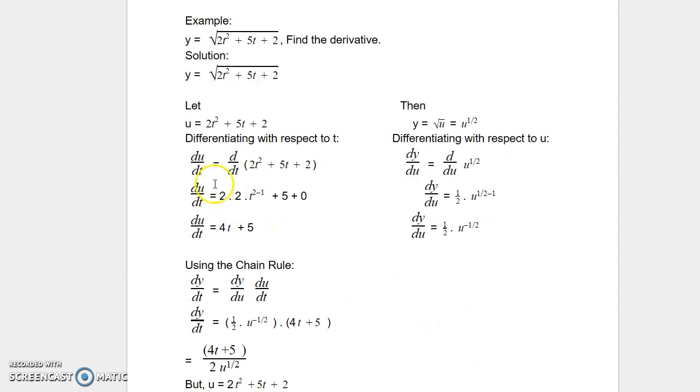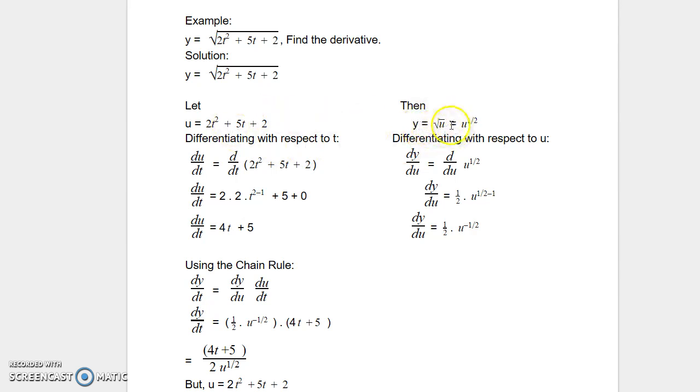Let's say we have a function y is equal to the square root of 2t squared plus 5t plus 2. We want to identify the inside function and the outside function. Let u be the inside function. Therefore, let u be equal to 2t squared plus 5t plus 2. Therefore, the outside function will be the square root of u.